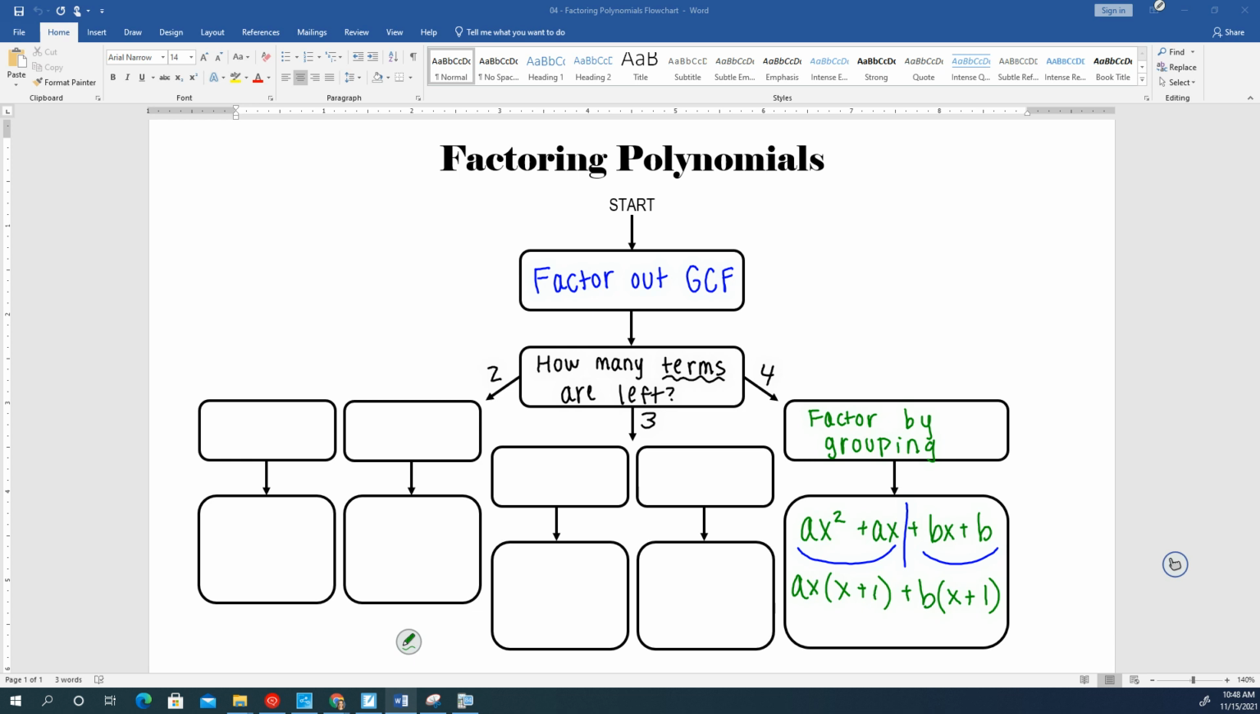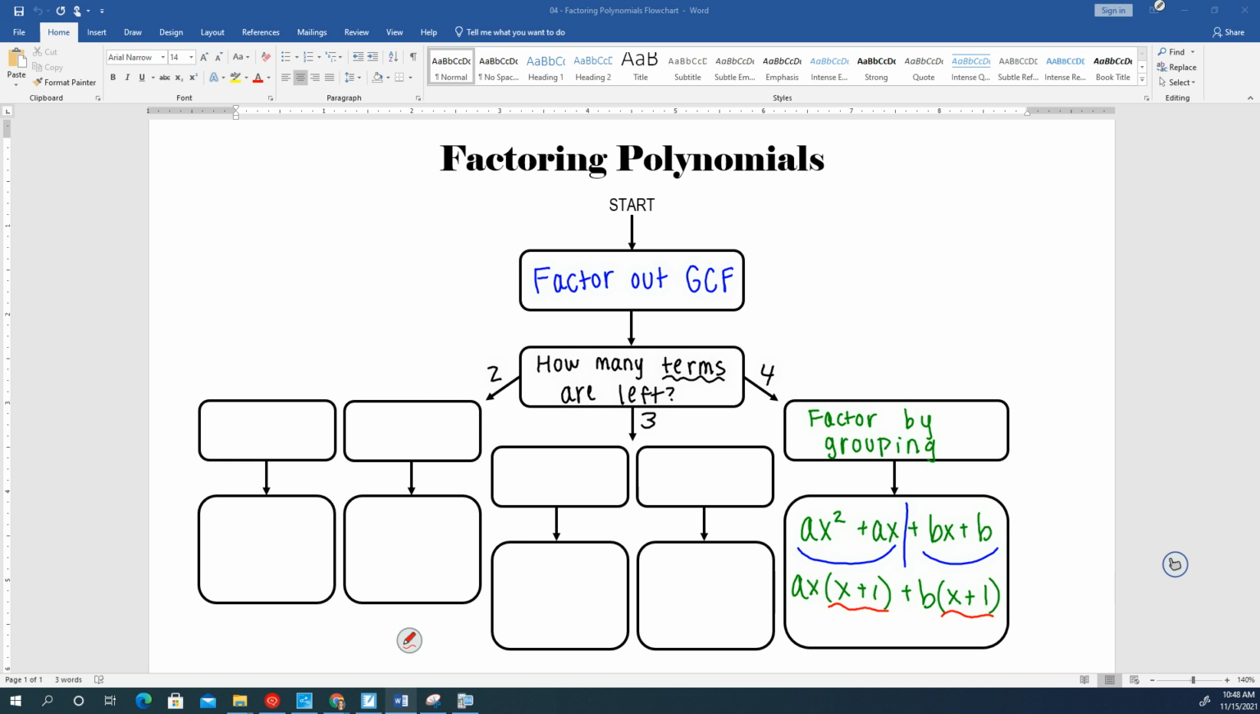With the factoring by grouping method, these two, what's left behind in the parentheses, should always be the same. If they're not, you did something wrong. These two should always be the same. Now I technically have two terms, guys. I have ax times x plus 1. That's one term. I know it's kind of weird to see. And I have b times x plus 1.